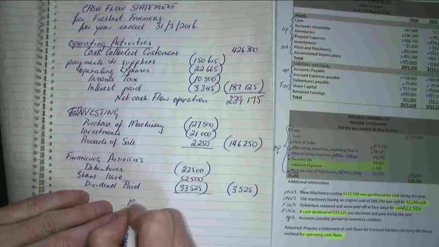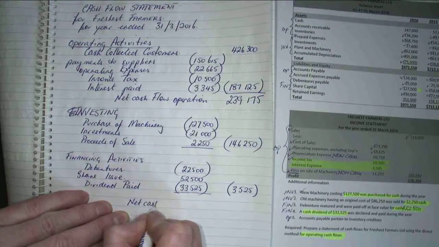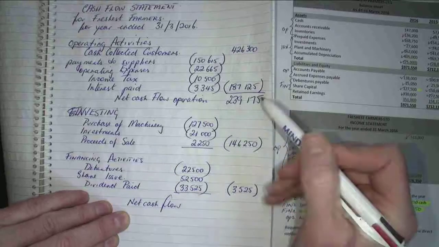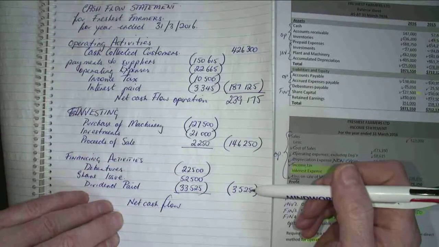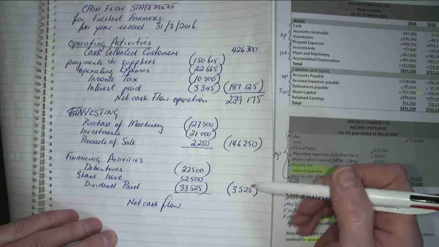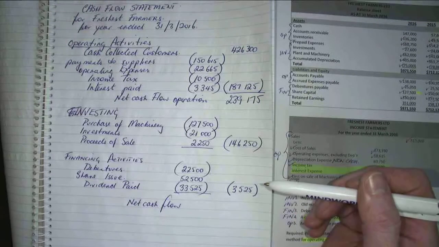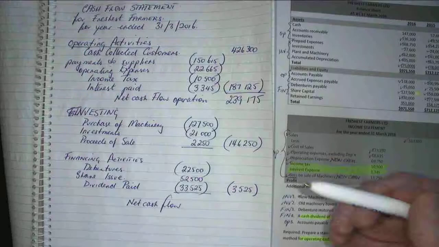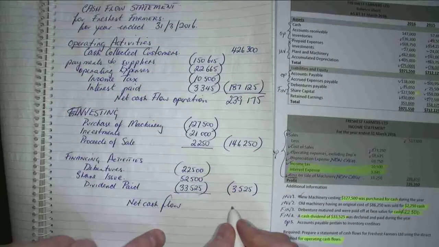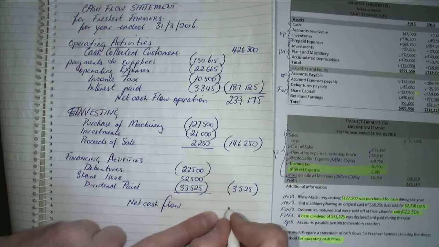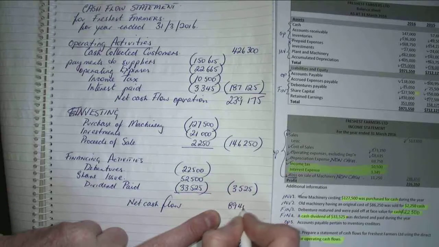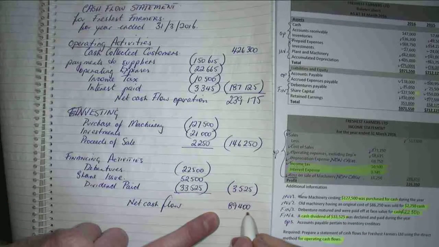Could someone give me my net cash flow, which is my operating activities minus my financing activities minus my, the other way around, financing and investing activities. Can someone give me a total on that? So I've got 89,400. I'm assuming that's a cash inflow, so I'm not going to bracket that figure.